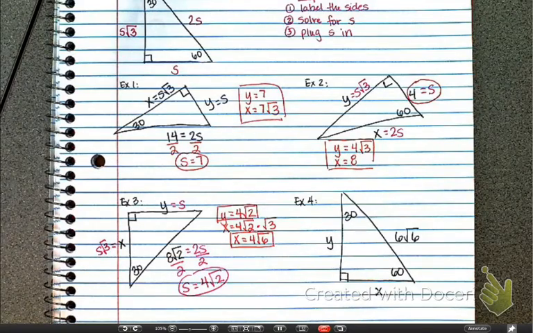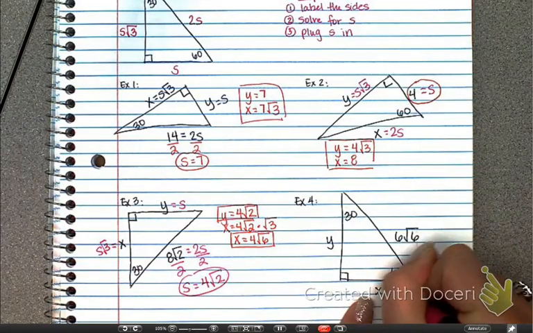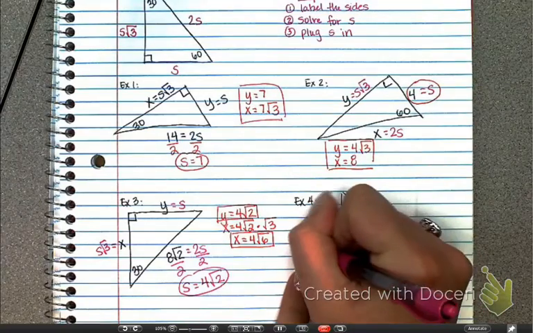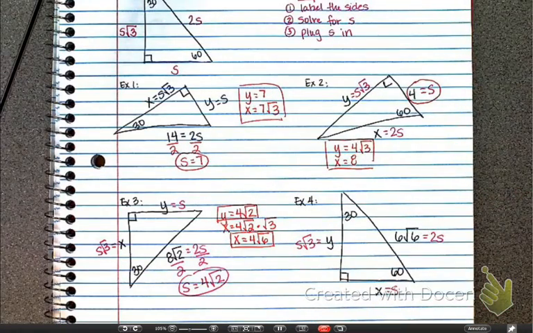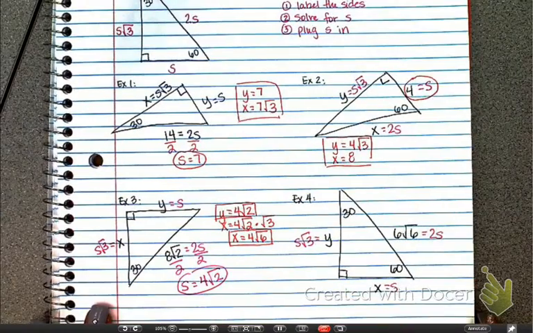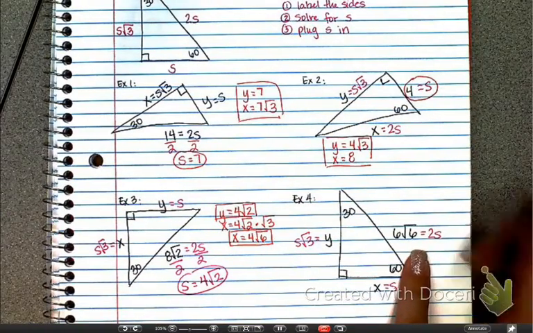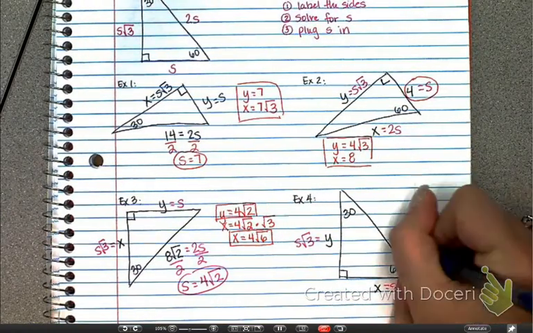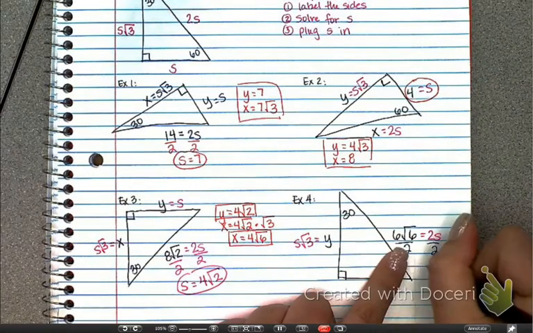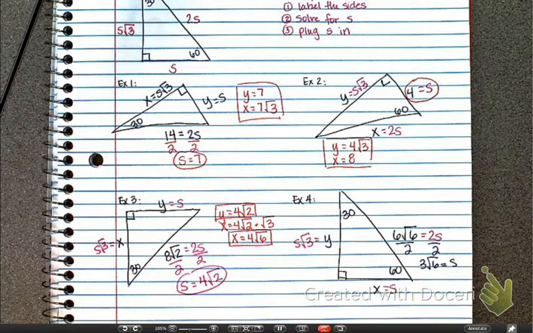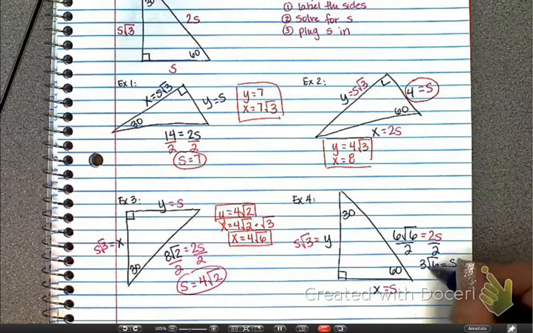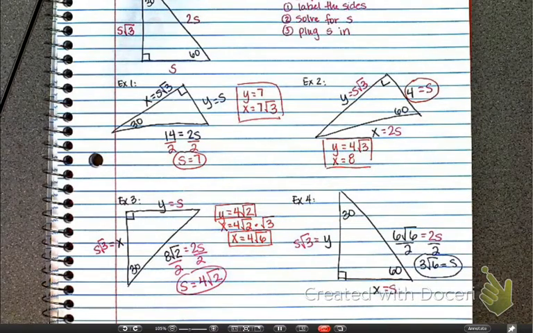Okay, so labeling. Across from 30 is S. Across from 60 is S radical 3. Across from 90 is 2S. We need to solve. Here's where we're solving, which you did. Okay, so I'm dividing by 2. 6 divided by 2 is 3. And you keep your radical 6. So 3 radical 6 is what S is. Okay? Are we okay? All right.